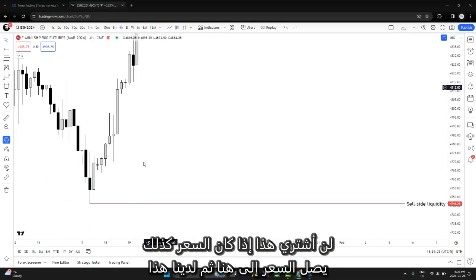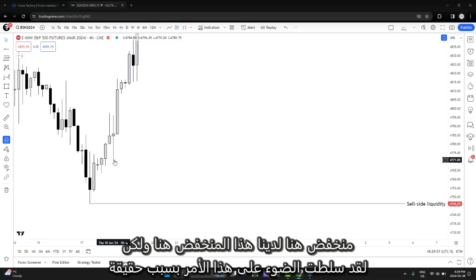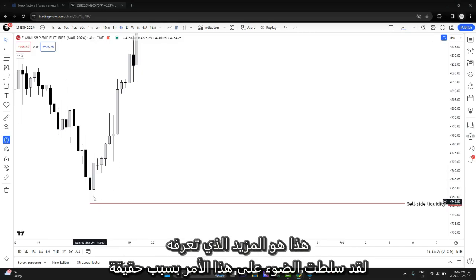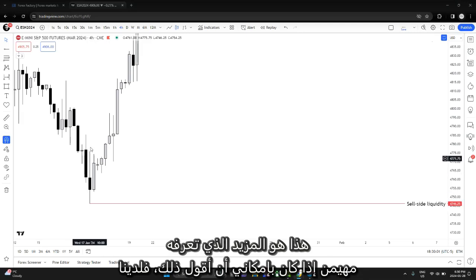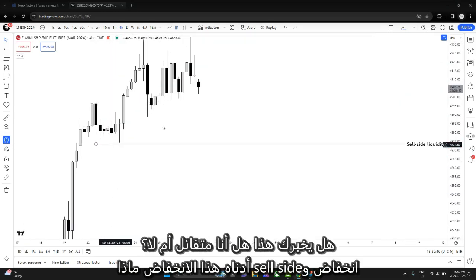And then we have this low right here. We have this low here, but I highlighted this one due to the fact that it's more dominant, if I can say that. So we have sell side below this low and sell side below this low. What does this tell you?